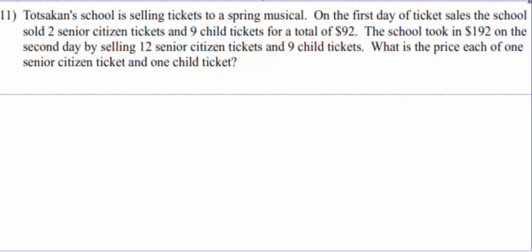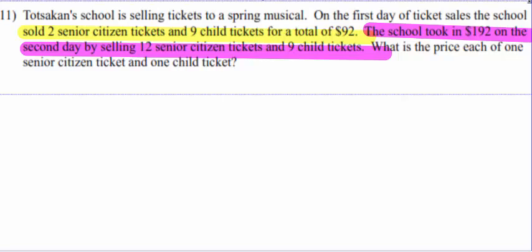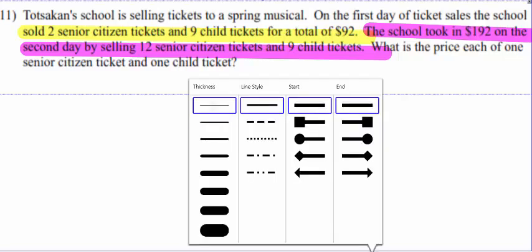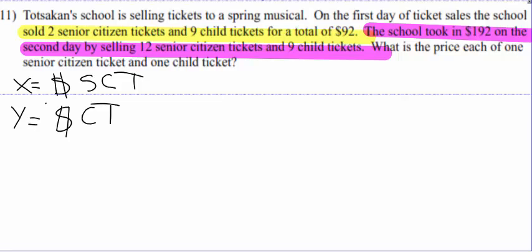All right. So we're just going to do one of these. So you're going to see a couple word problems on the test. So we want to make sure we can figure out what's going on here. So the first day of school, they sold 2 senior tickets and 9 child tickets for $92. There's our first equation. And then on the second day, they had $192 and they sold 12 senior citizen tickets and 9 child tickets. So the first thing we need to do is just identify what our variables are going to represent. So I'm going to be real lazy here. X is equal to the cost of a senior citizen ticket. And then Y is going to be the cost of a child ticket.